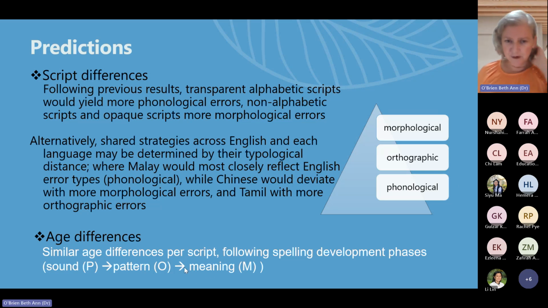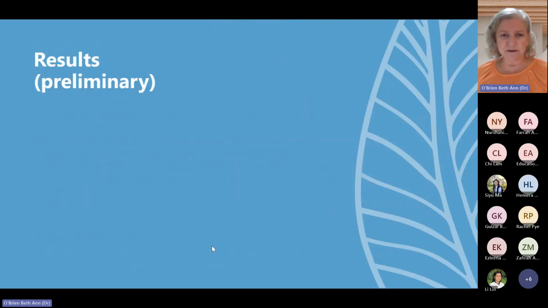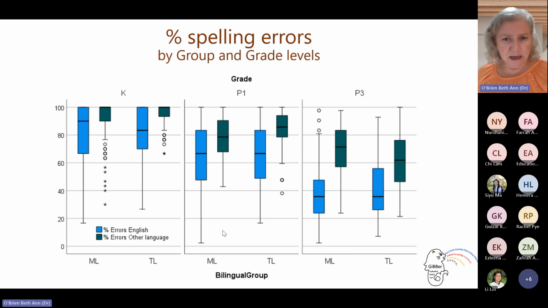And if so, do we see the same differences reflecting these developmental phases across different languages? This is another question that we don't have an answer to yet, but hopefully we will get there. So again, just to note, this study is underway, and we just have preliminary results so far. And this again is just for the children learning Malay and English, and Tamil and English.